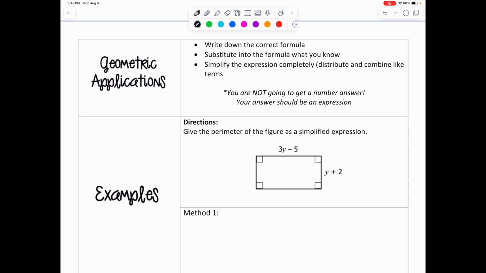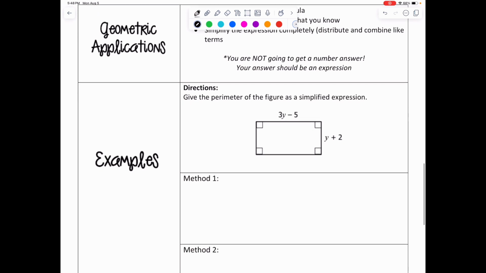It says, very important, you are not going to get a number answer. Your answer should be an expression. That is something I know that you're getting used to. So we're going to do one example of this, but I'm going to show you two different methods.